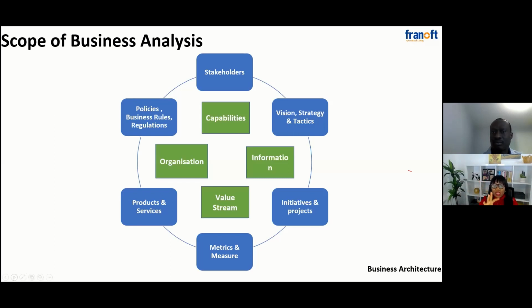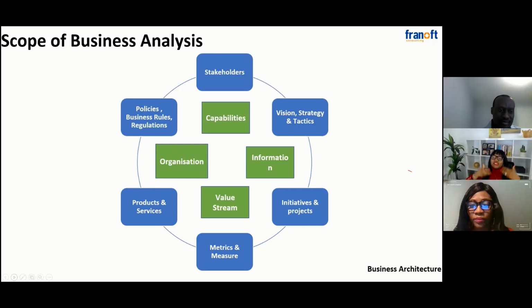So we have the policies and the rules and regulations. We have the vision and the strategy, because that's where basically the organization starts from. And then from vision and strategy, they distill it down to initiatives and projects that will help them achieve this strategy. There are metrics, there are measures they are using to make sure they are achieving their strategy. And they try to achieve these through different products and services. They have business rules, policies, regulation, capabilities, an organizational structure, and a value stream that helps them deliver that value. They have lots of information, the ones they generate internally, the ones customers generate, and they have lots of stakeholders, internal and external. So this is just describing the different parts of an organization.